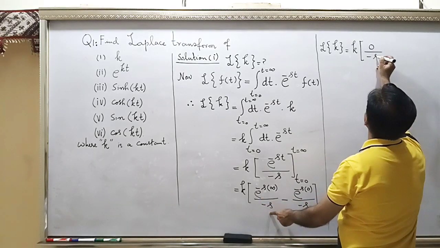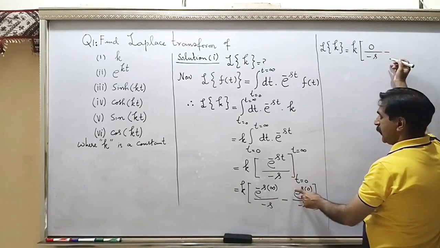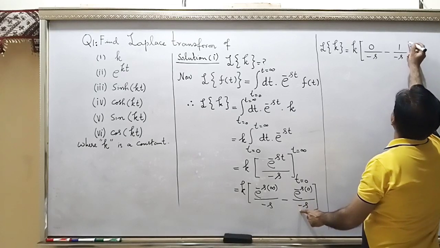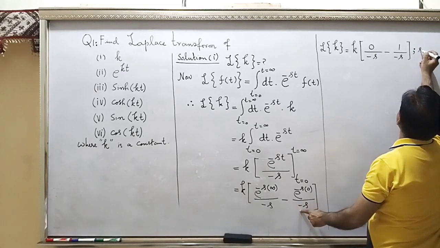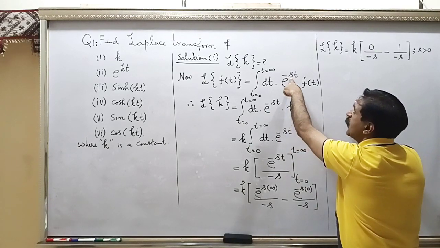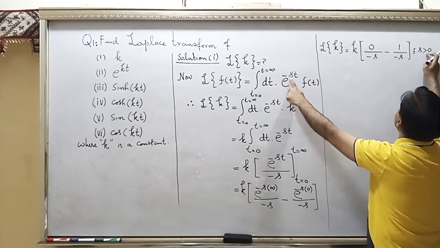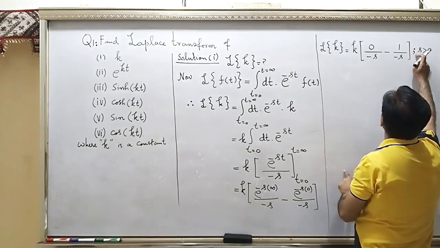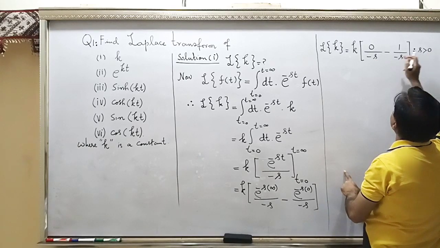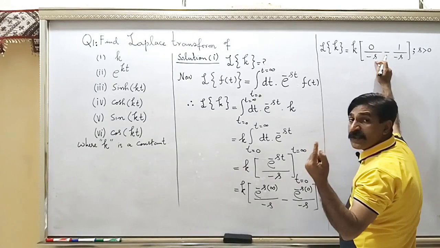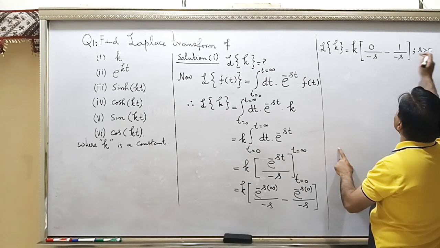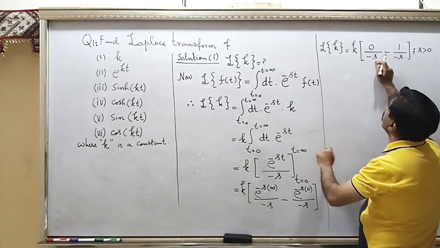So the Laplace transform of constant k is equal to k into e to the power minus infinity, which is 0, divided by minus s, minus e to the power minus 0, which will be 1, divided by minus s, and here you have the condition that s is greater than 0. So the new variable about which we knew nothing, now we know that s should be greater than 0. And from here, s cannot be 0. If s is 0, then 0 over 0 will be an indeterminate form, and this we don't need. So s is greater than 0, not 0 or negative.